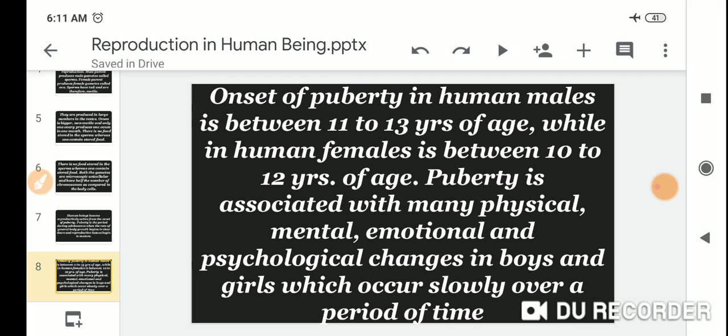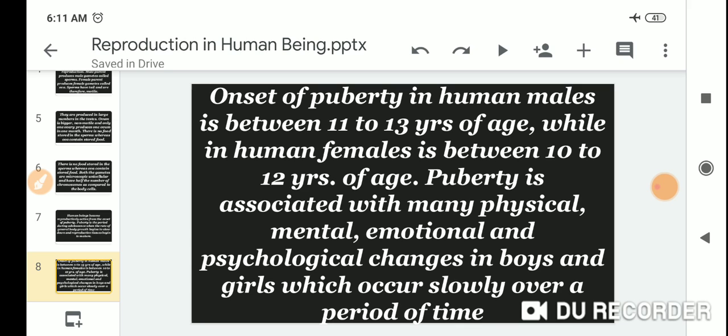Onset of puberty in human males is between 11 to 13 years of age, while in human females it is between 10 to 12 years of age.